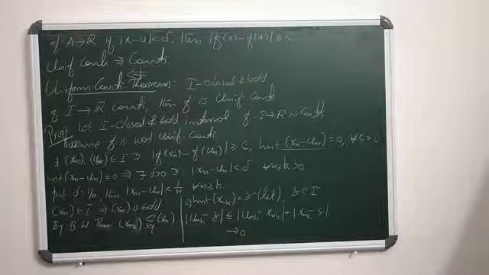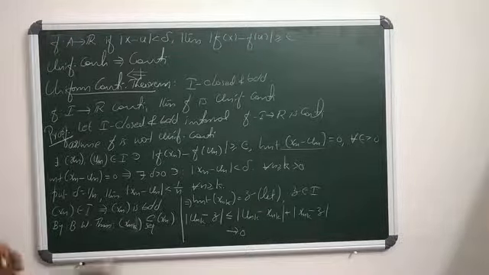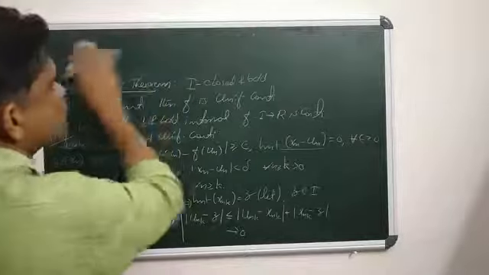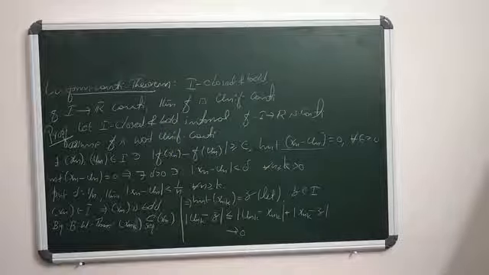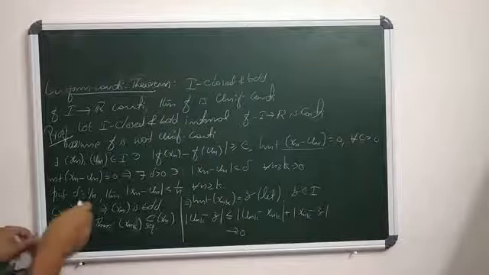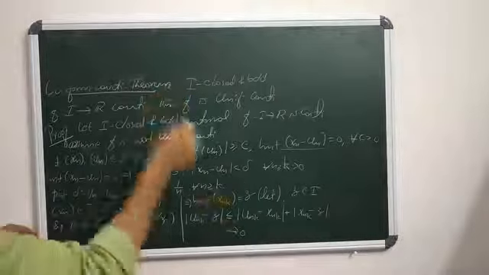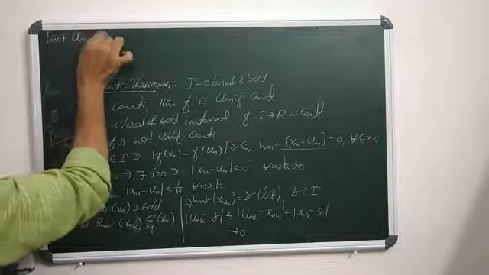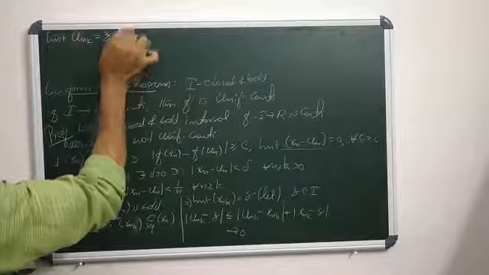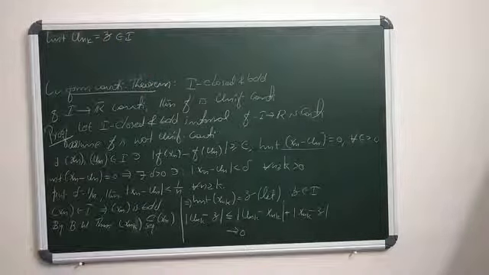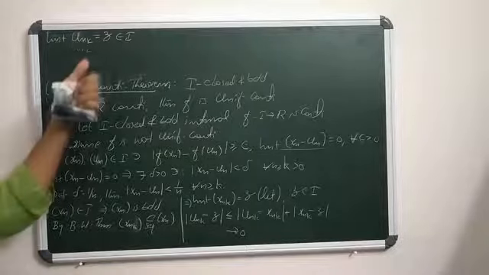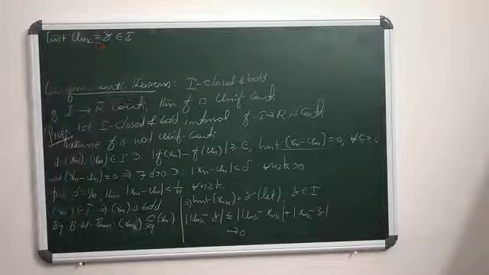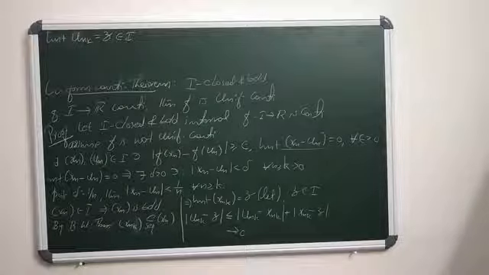Modulus of unk minus z converges to 0 means limit of unk equals z. That is what I get. So again, unk is in I, and I is closed, hence the limit point of unk is also in I, which means z is in I.